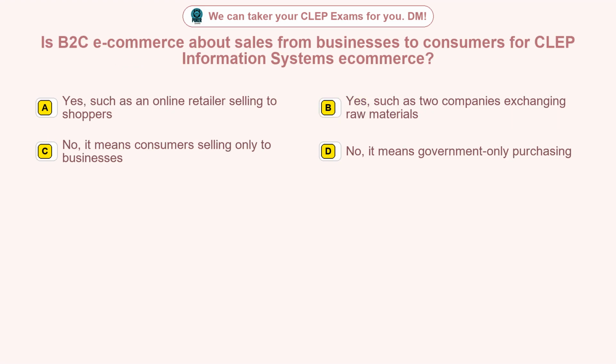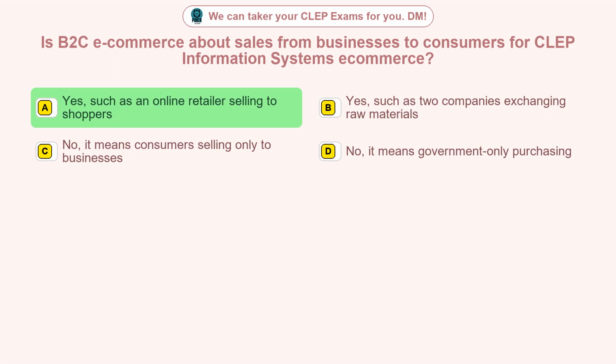Question 12. Is B2C e-commerce about sales from businesses to consumers for CLEP Information Systems Ecommerce? Option A. Yes, such as an online retailer selling to shoppers. Option B. Yes, such as two companies exchanging raw materials. Option C. No, it means consumers selling only to businesses. Option D. No, it means government-only purchasing.